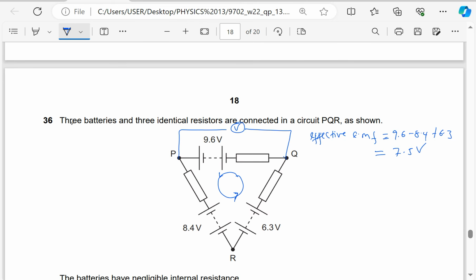Because the resistors are identical, this effective EMF is going to be shared equally. So it means the PD across each resistor is going to be 7.5 divided by 3. I think this is 2.5 volts. So the PD across this resistor is 2.5 volts.